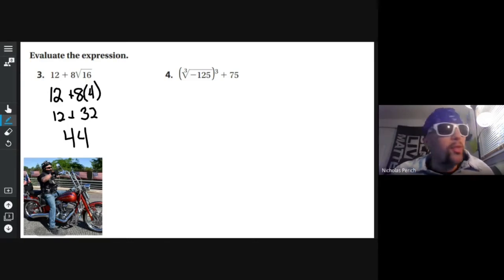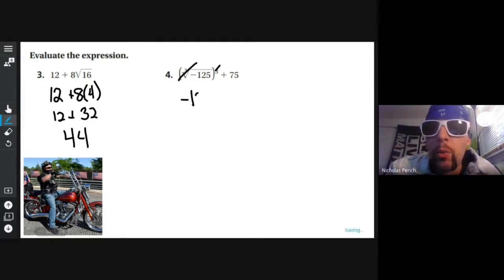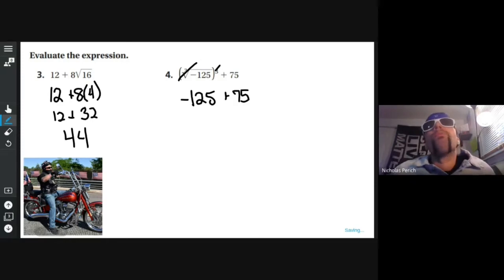I think that's funny. Okay, we got a cube root. Cubed. A cubed and a cube root just cancel each other out, okay? That leaves us with negative 125. Easy. Plus 75. Negative 125 plus 75 is negative 50. Easy. Use your calculator if you ain't sure. Okay?